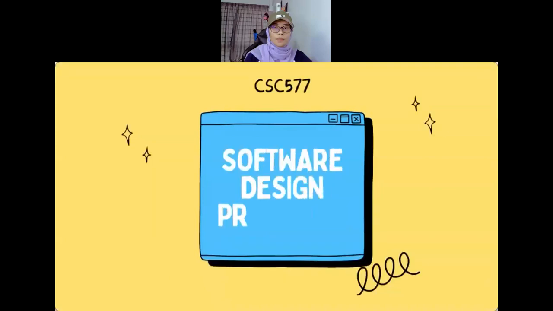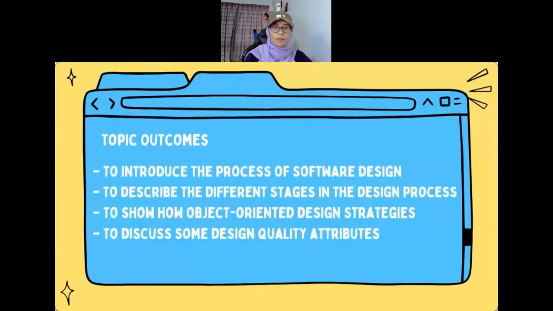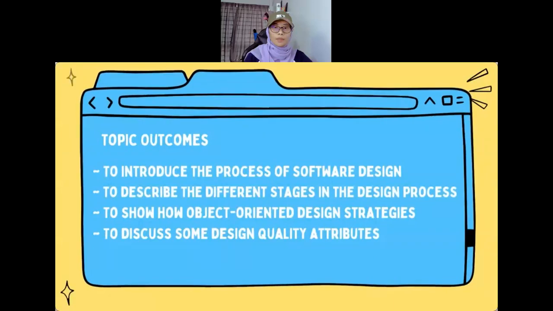Assalamualaikum. Today I'm from group A4. We'll explain about software design principles. Topic outcomes: to introduce the process of software design, to describe the different stages in the design process, to show how object-oriented design strategies work, and to discuss some design quality attributes.